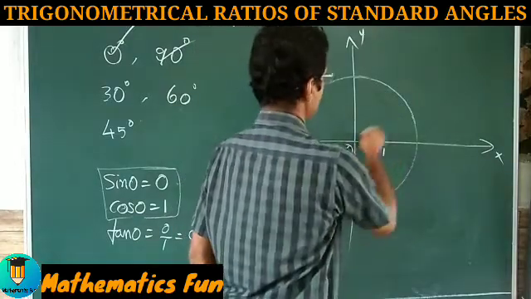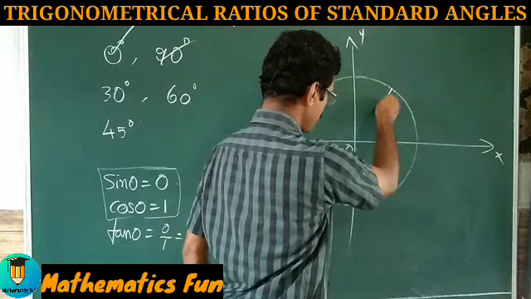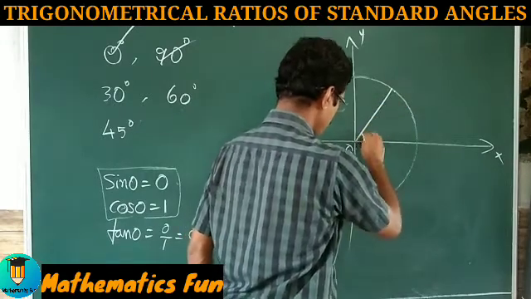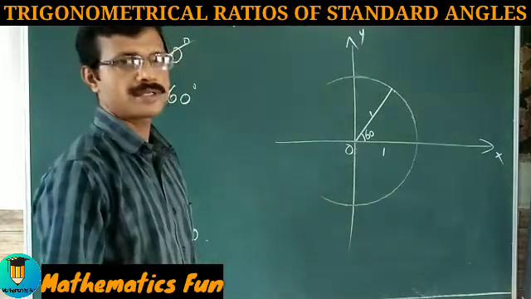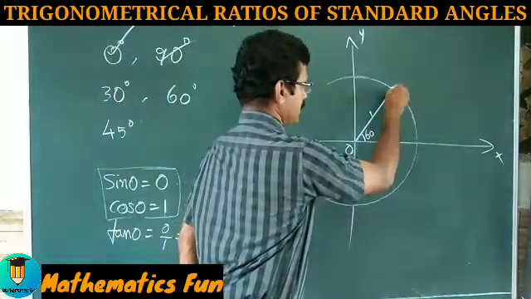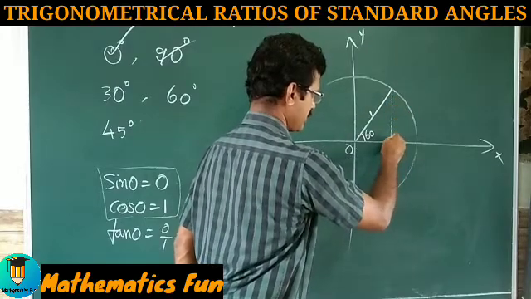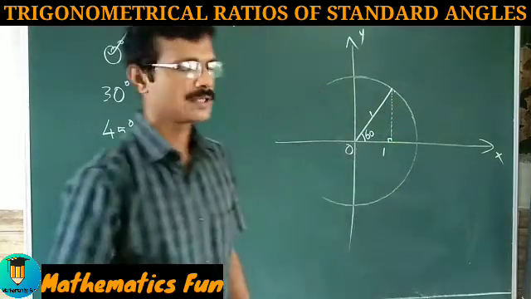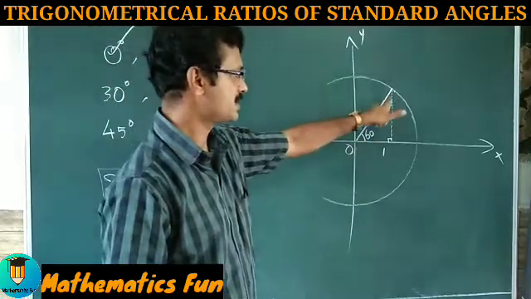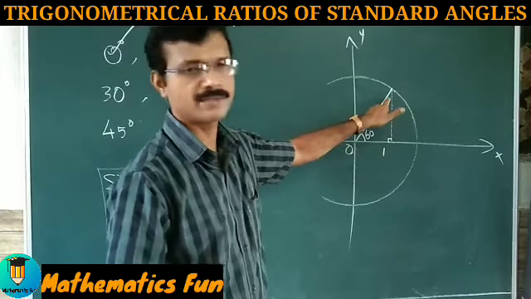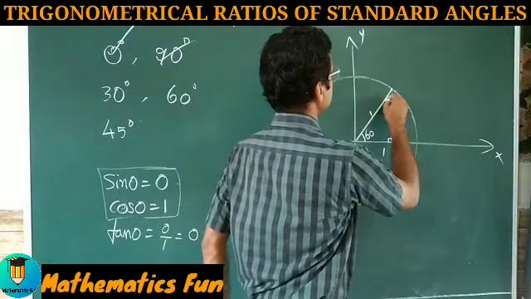Here I am making one of the radii. I need 60 degrees, so based on that I am drawing a radius. This is a 60 degree angle. That radius is 1 unit naturally. Here I am drawing a vertical line that is perpendicular, then only you can go for trigonometric ratios. So 90 degrees I made. So this is 60, this is 90. Naturally this will be 30 degrees.